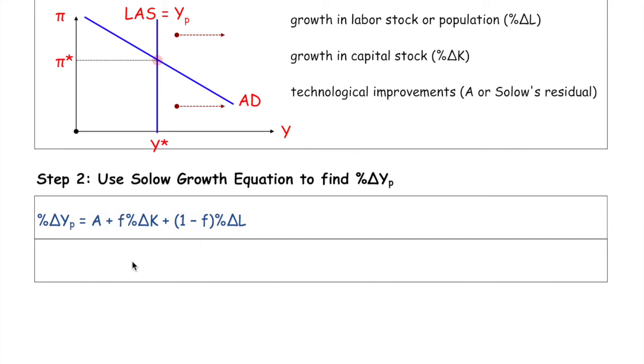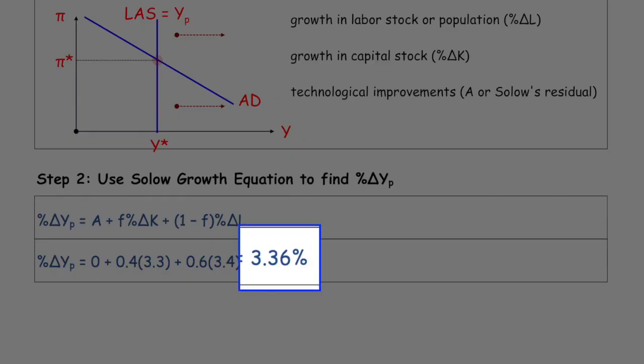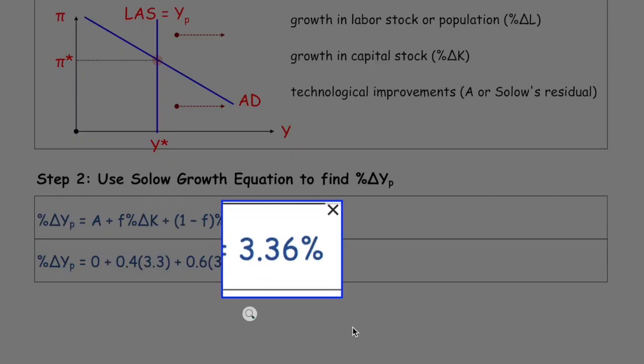And so now if I were to substitute the values, I would have 0 for A, 0.4 times 3.3 as the share of capital, and 0.6 times 3.4 as the labor contribution. If you were to evaluate this, you'd get an answer of 3.36% as the final answer.